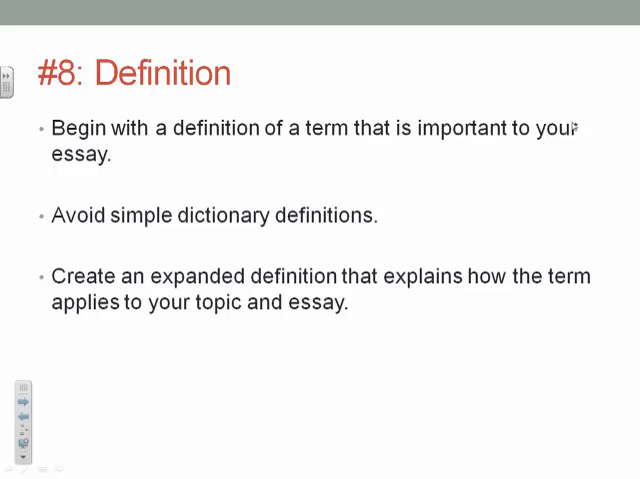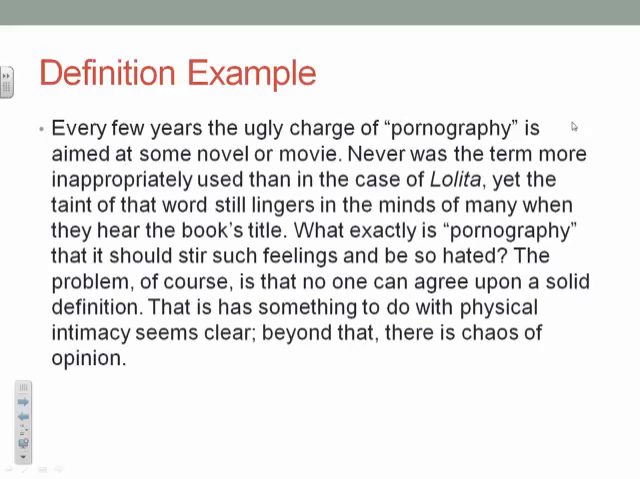So from one of the sources that I consulted for this presentation, which you can find at the end of the slides, there's another example because the source was using this novel Lolita specifically. So just pretend you're thinking about your topic and how it's controversial and what definitions might need to be explained for your audience. Every few years, the ugly charge of pornography is aimed at some novel or movie. Never was the term more inappropriately used than in the case of Lolita, yet the taint of that word still lingers in the minds of many when they hear the book's title.